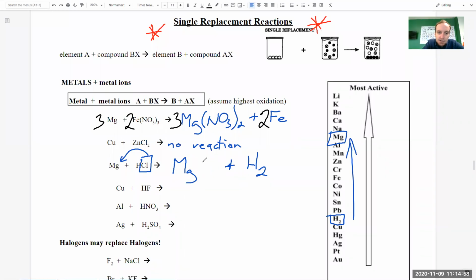So MgCl2 plus H2. Now remember, this 2 did not come from the diatomic Brinkelhoff 7 elements. It came from the charge of the magnesium because it's in a compound now. The magnesium has an influence over the chlorine. Remember, chlorine can take 1. Magnesium has 2 valence electrons, so you need 2 chlorines for every 1 magnesium, right?